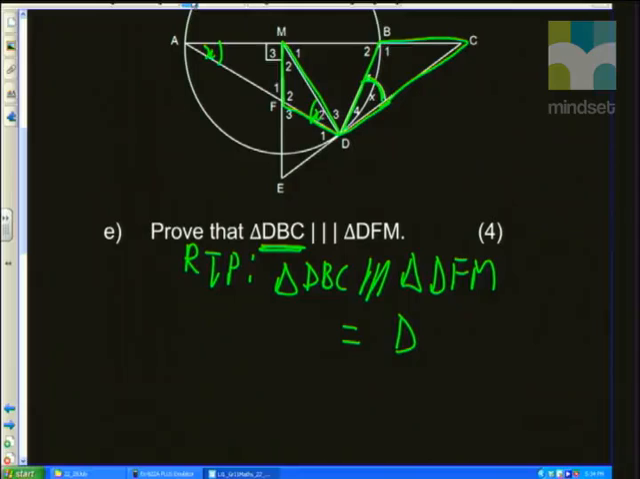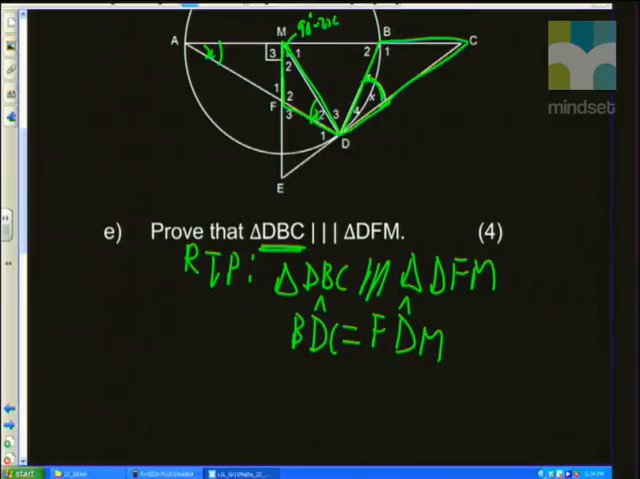We're dealing with triangle DBC, so you've got D, and then you can put a B here, and then a C. Now on that other one, you've got F, M. Now we need to find another angle that is the same. So you've got the 90 degrees minus 2x. We worked this one out earlier on.